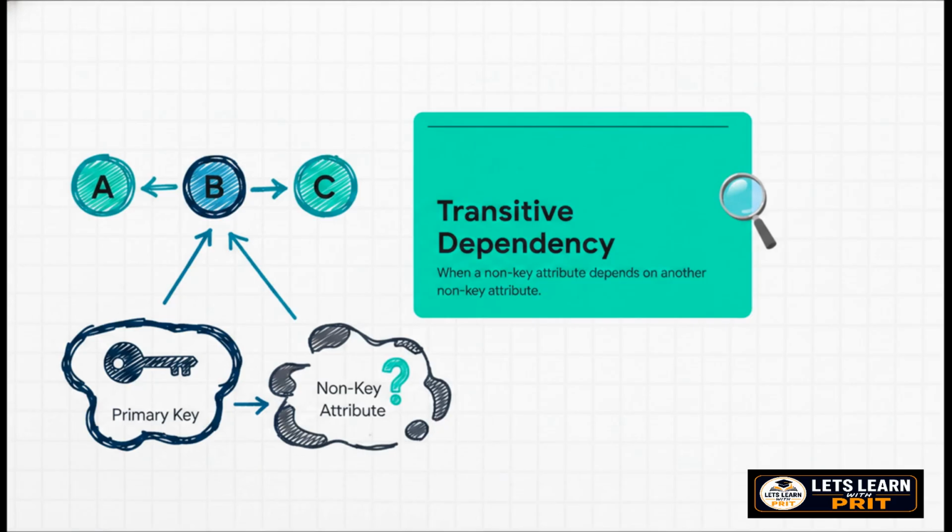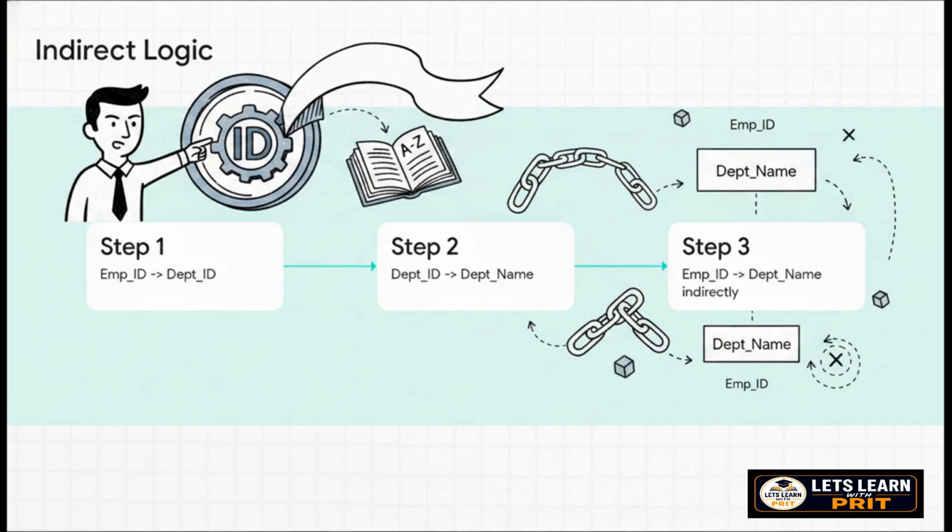But let's ditch the heavy jargon. This is basically a friend of a friend relationship. A relies on B and B relies on C. Let's walk right through this logical leap. Step 1. Employee ID determines department ID. The boss attribute tells you your department code. Step 2. Department ID determines department name. The code tells you the actual name of the department. So, step 3. Therefore, employee ID determines department name, but indirectly. This indirect chain link, this non-key attribute depending on another non-key attribute, is what we call transitive dependency. During database normalization, we actually have to remove these indirect links to keep the database running smoothly.